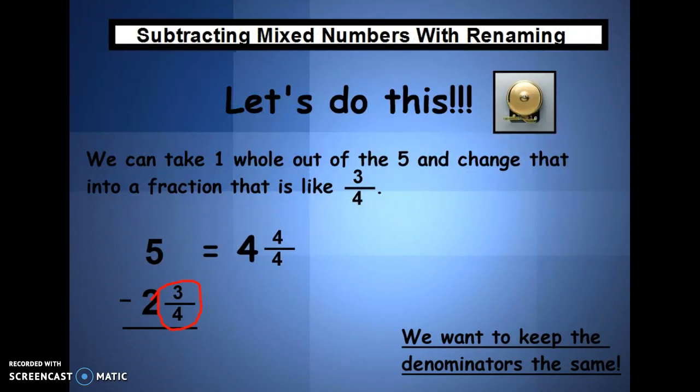In order to subtract from here, you're going to do 4 4/4 minus 2 3/4. Well, the fraction piece of it first, 4/4 minus 3/4 is 1/4. And the whole number piece of it, 4 minus 2, is 2. So we know that our answer is 2 1/4.